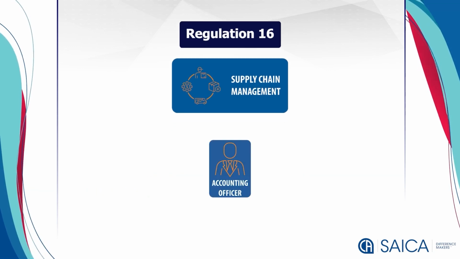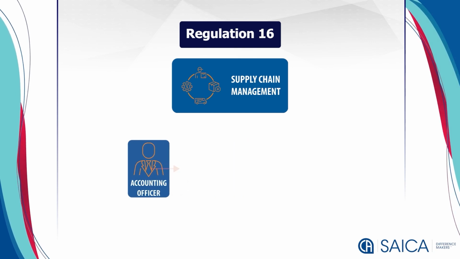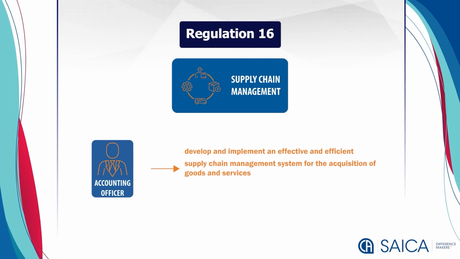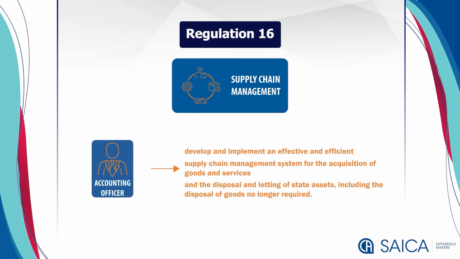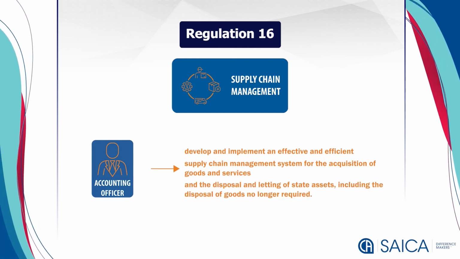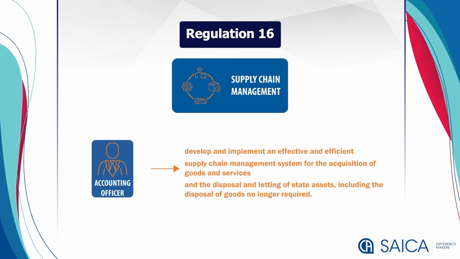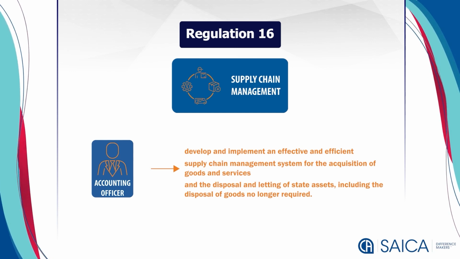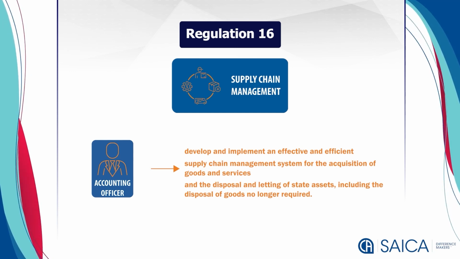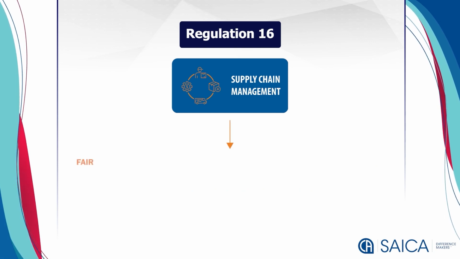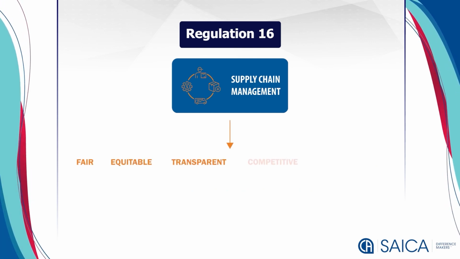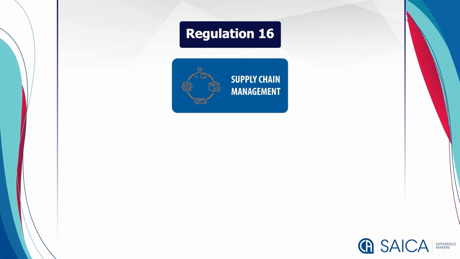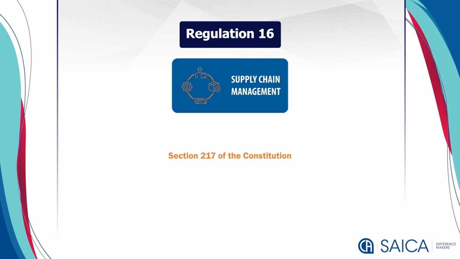The accounting officer or accounting authority of an institution must develop and implement an effective and efficient supply chain management system for the acquisition of goods and services and the disposal and letting of state assets, including the disposal of goods no longer required. It should be noted that this regulation provides the framework for a supply chain management system. The system must be fair, equitable, transparent, competitive, and cost-effective. Note that these principles are also outlined in Section 217 of the Constitution.